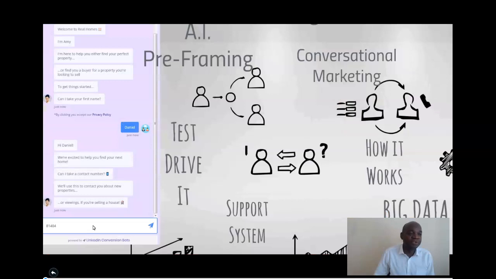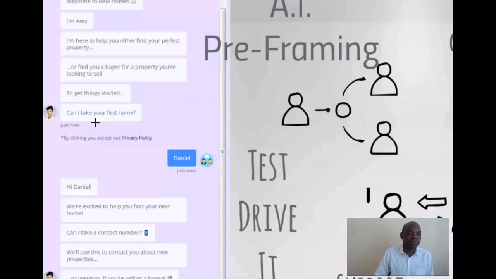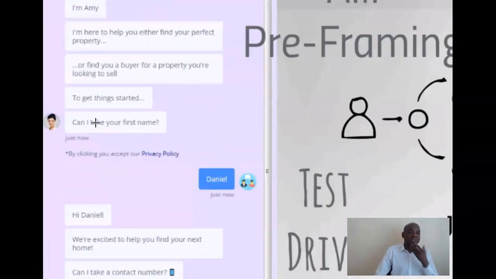Let's zoom in on an example of how a chatbot works. It will start by introducing itself. "I am Ami. I am here to help you either find your perfect property, or find you a buyer of a property you are looking for. To get this started, can I take your first name?"